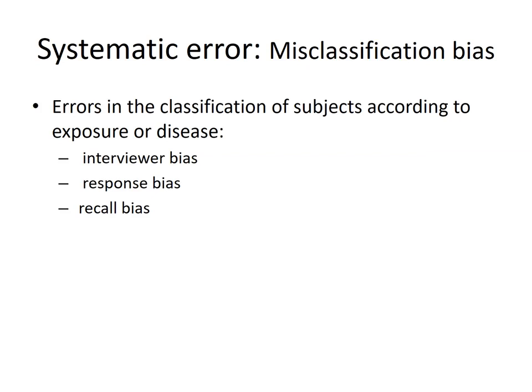Misclassification bias is another type of systematic error. This error occurs in classifying subjects according to exposure or the disease. This includes interviewer bias, response bias, and recall bias. That's why in certain situations, for example, if we're going to distribute a survey, we prefer to have the survey online or sent to participants by email so they don't have this pressure when they talk to someone. We call this pressure social desirability.